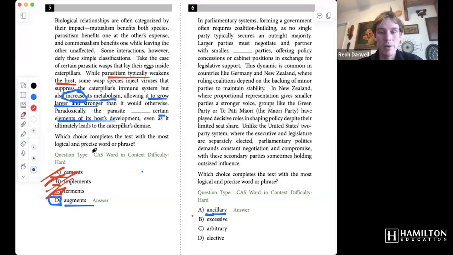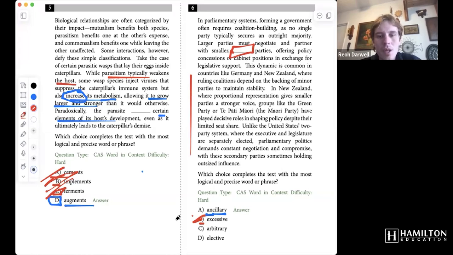That's perfect here. Excessive means additional, but in a way where it is too much. There's a negative value judgment there. Is there any value judgment in this passage which says these parties are excessive, that there's too many of them? No. None of this says anything about too many of them. It just says that they are part of these parliamentary coalitions.